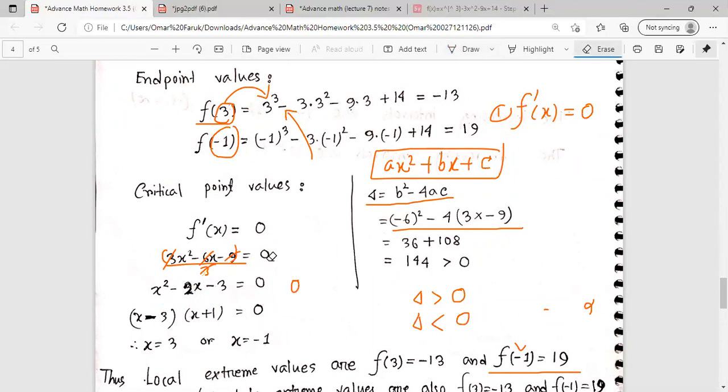Okay, can you understand what I did here? Yes. I just took 3 common and sent this 3 down here. Or simply, I just divided by 3 on both sides, here and here. Then 3 and 3 get cancelled. 3 and minus 6 makes minus 2.